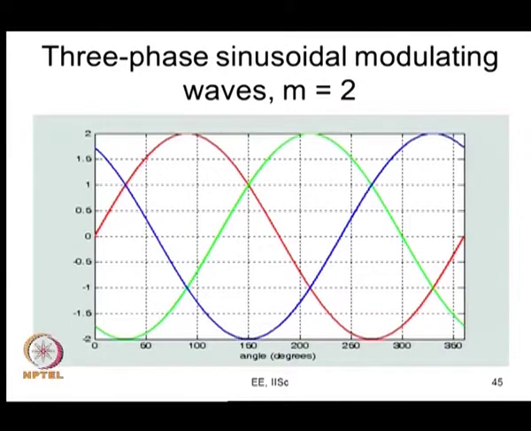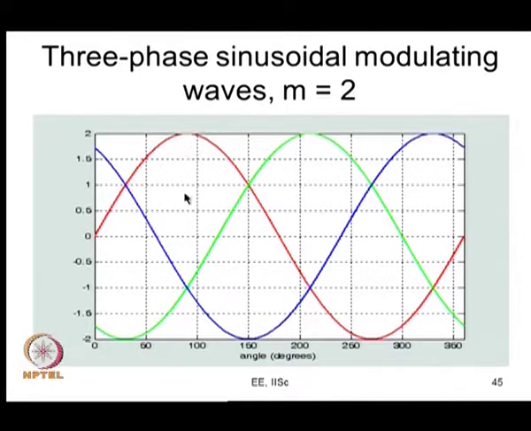So, let us look at the particular case of m equal to 2, where you can see that this is the peak of the carrier, and you are going twice the peak of the carrier now. So, what is happening is, this is 0 to 30 degrees, and from 30 degrees to 150 degrees the R phase modulating signal is higher than the peak.